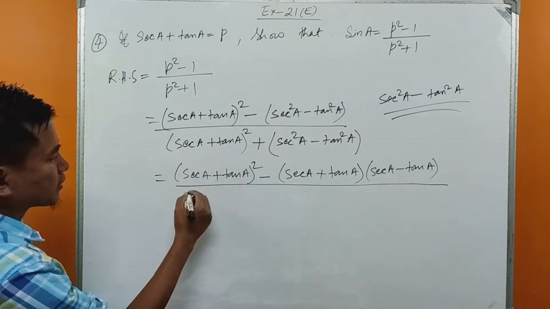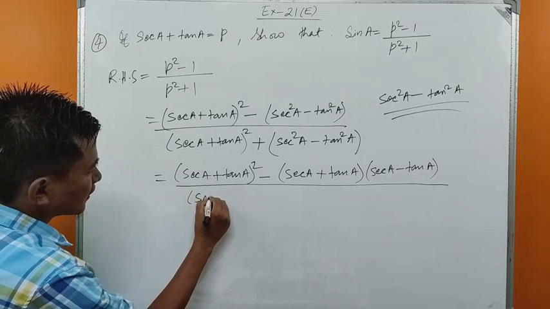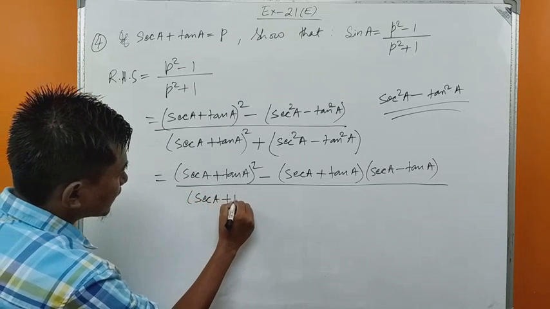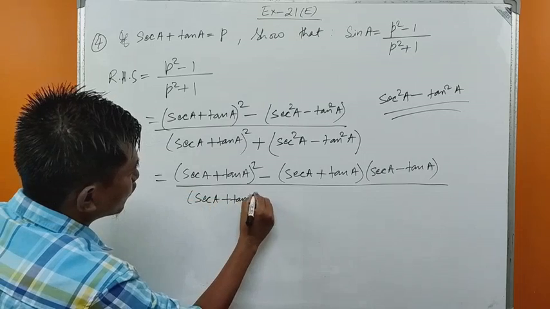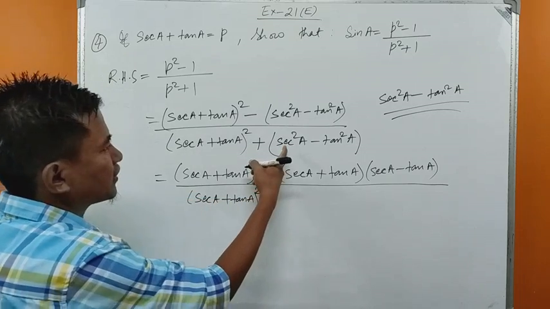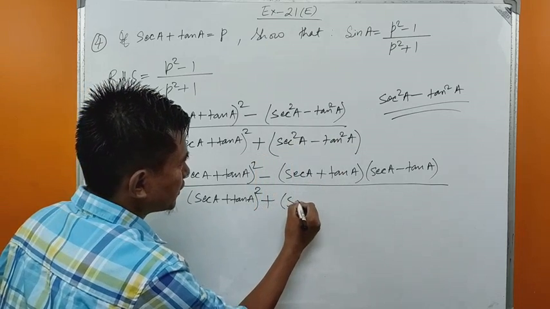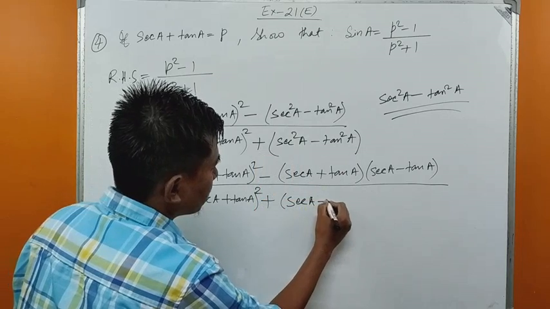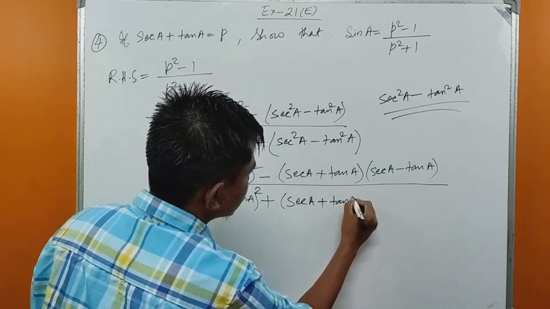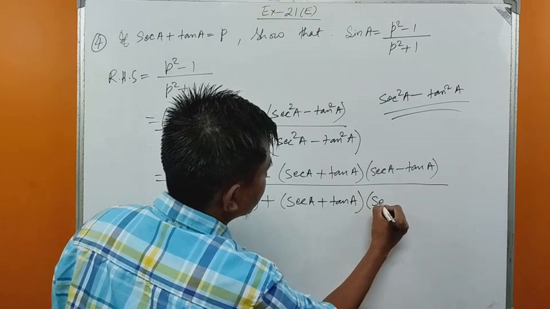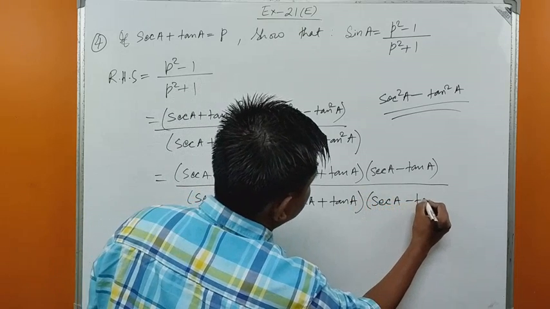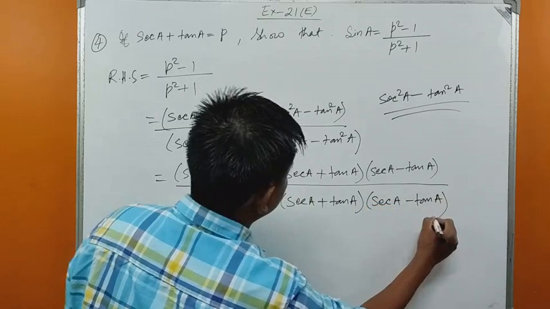Let's copy sec A plus tan A as it is. Sec A plus tan A whole square plus, here also we have sec square A minus tan square A, that means a plus b into a minus b, isn't it?